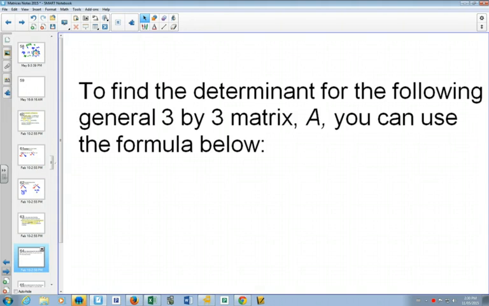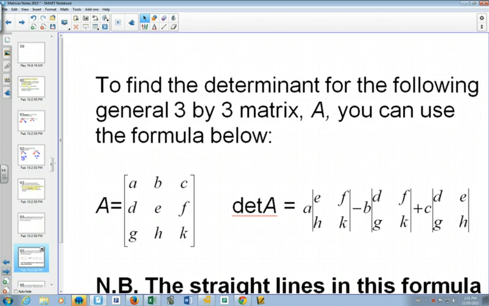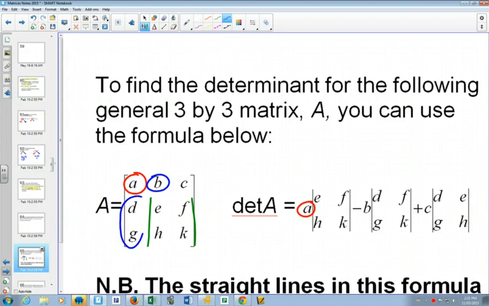So now we've got another formula that we could, as you can see, easily memorize. The determinant of a 3 by 3 matrix can be found by taking this value, a, and multiplying it by the determinant of that. Then you subtract b and multiply by the determinant of d g, these ones here and these ones here.